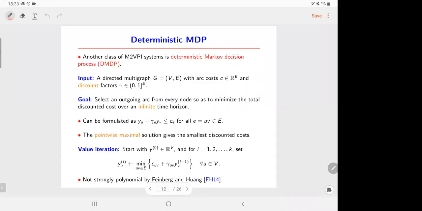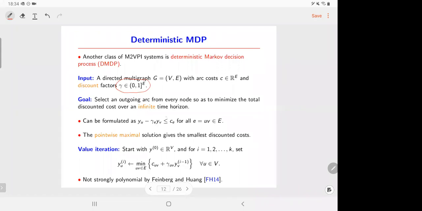So before going into detail about our algorithm, I will introduce you to another class of combinatorial problems that can be described by monotone two-variable-per-inequality systems. It's a special case of Markov decision processes. So the input here is a directed multigraph with arc costs and gain factors. Actually, I should call them discount factors because now they're restricted to be between 0 and 1. And the goal now is to select an outgoing arc from every node so as to minimize the total discounted cost over an infinite time horizon.